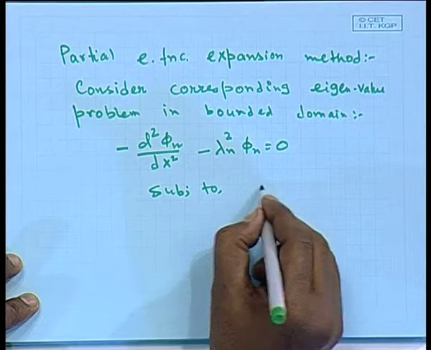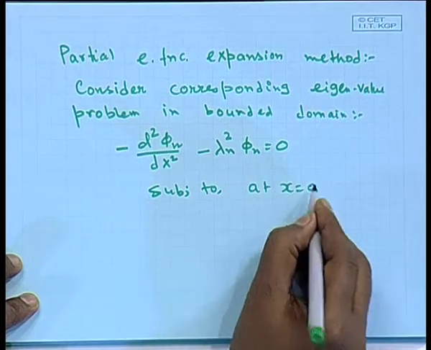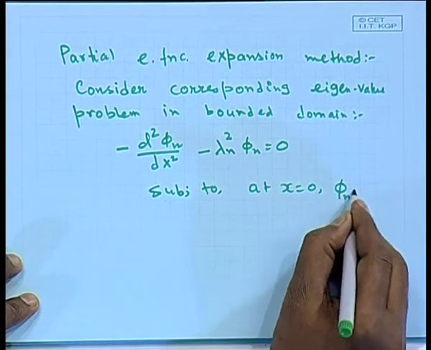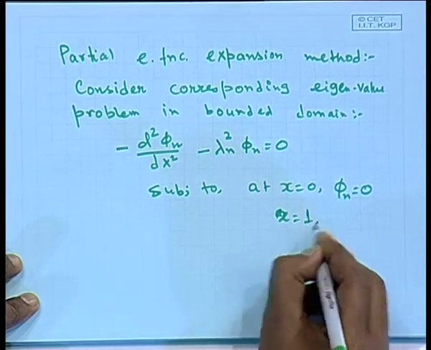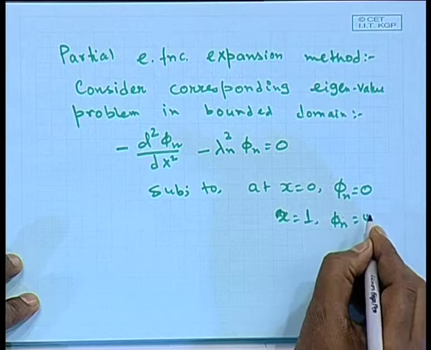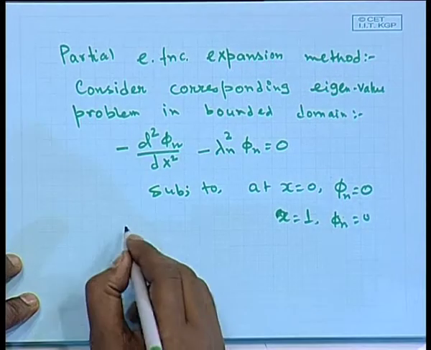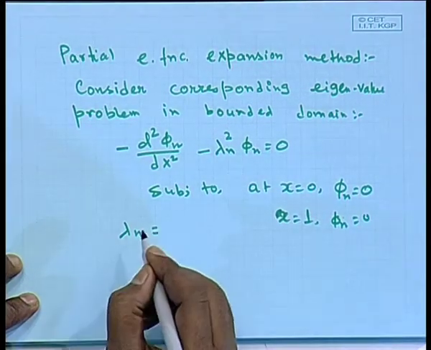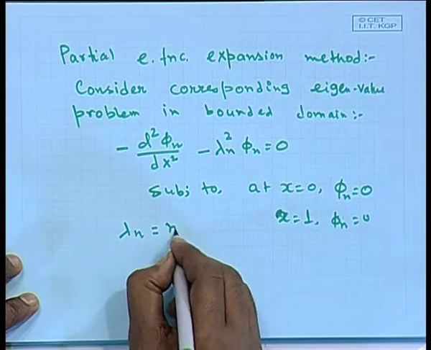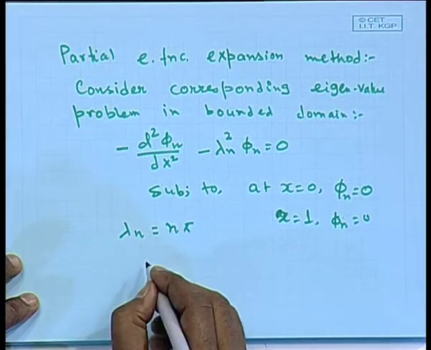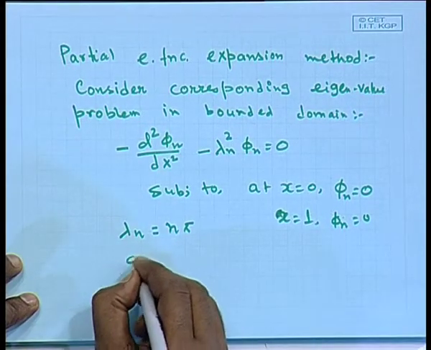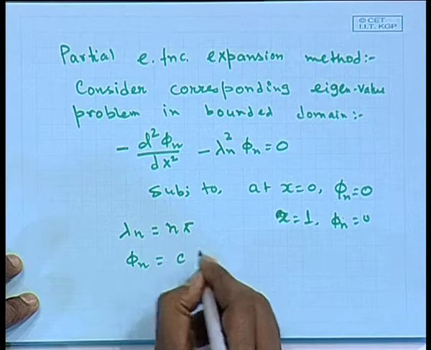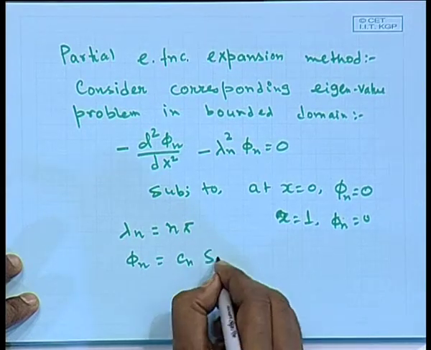What are those? At x equal to 0, phi n is equal to 0, at x equal to 1, your phi n is equal to 0. So, what are the eigenvalues? We have solved this problem a number of times. The eigenvalues are n pi by 1 and the eigenfunctions are, let us say, some constant times sin n pi x.